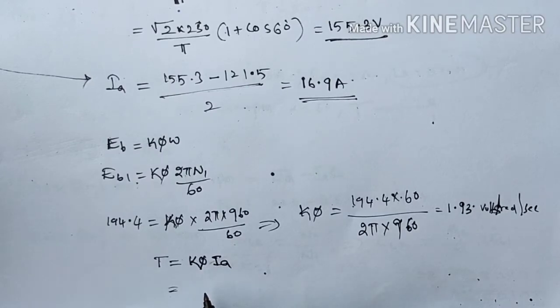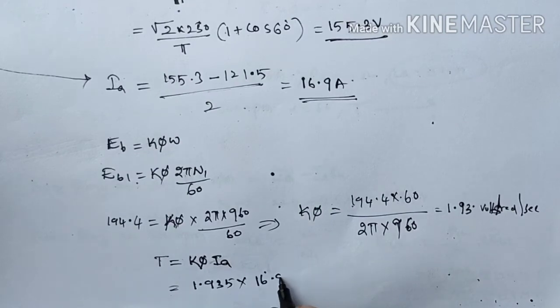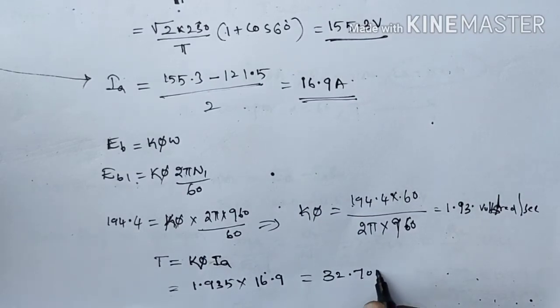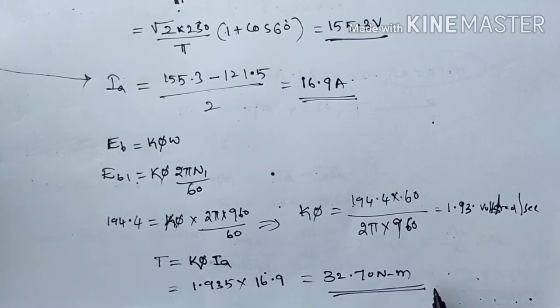So we can substitute the values directly here. The K pi value is 1.935 into the IA value, which is 16.9 amperes. So the answer is 32.70 Newton meter for the first question, that is, the motor torque for alpha equal to 60 degrees and speed of 600 RPM.